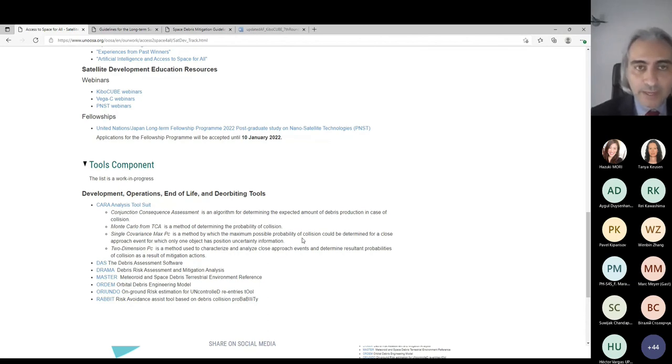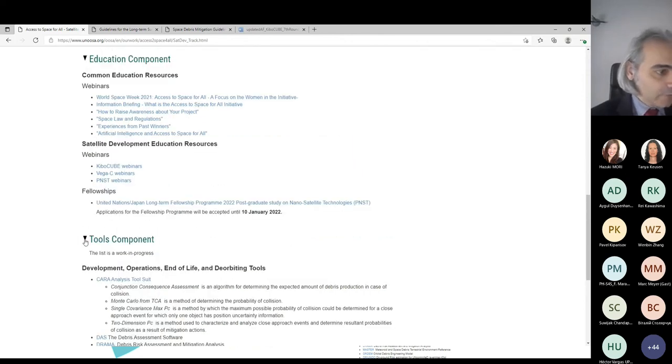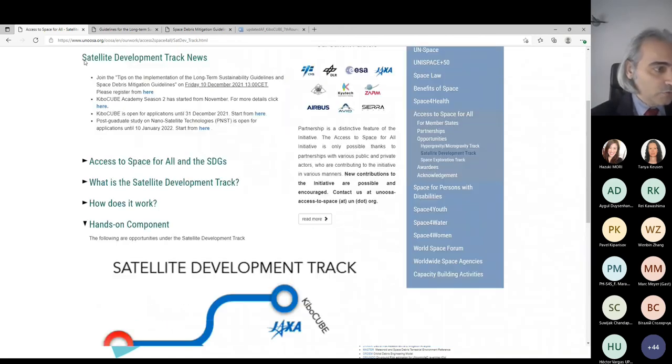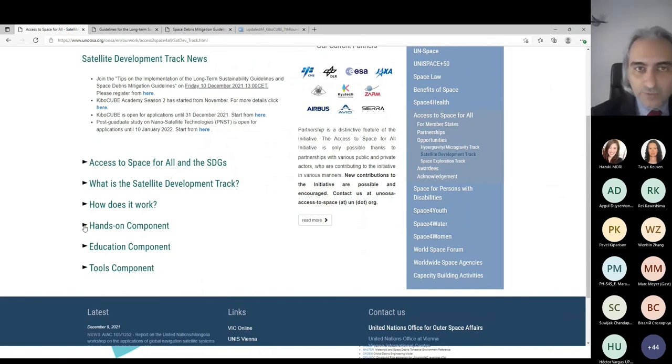We are actually compiling tools that are available. And normally they are made available by space agencies, supporting the access to space for all opportunities and putting together an application form. So have a look at our resources. They are there for that. When you are putting together an application form, go to the webpage of the track, because there you will find a wealth of resources on these topics.